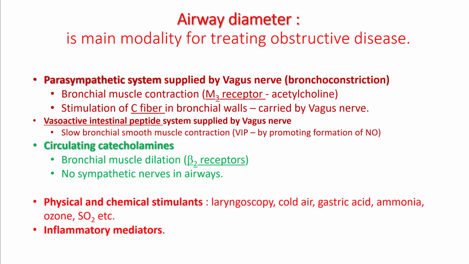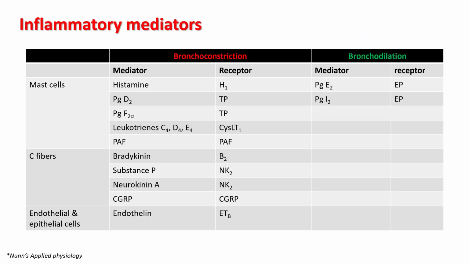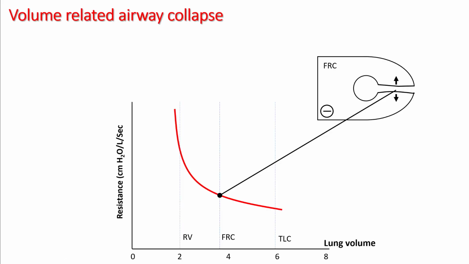You can have physical and chemical stimulants which cause bronchoconstriction, and you do have a lot of inflammatory mediators which can cause both bronchoconstriction or bronchodilation. And if you look at this table, you can see that there are multiple prostaglandins and leukotrienes which can cause bronchoconstriction or bronchodilation and are the target for treatment in various diseases such as asthma and COPD. There are a couple of things that you have to understand in resistance.